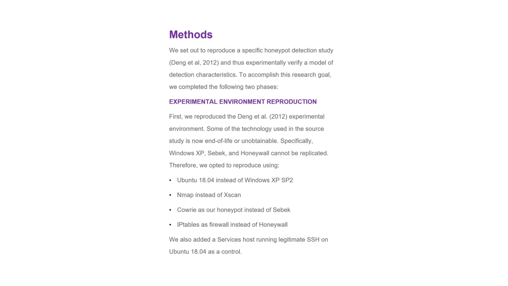We used Ubuntu 18.04 instead of Windows XP. We used Nmap instead of Xscan, Cowrie as the honeypot instead of Sebic, IP tables as the firewall instead of Honeywell, and we added a control of a service running SSH.